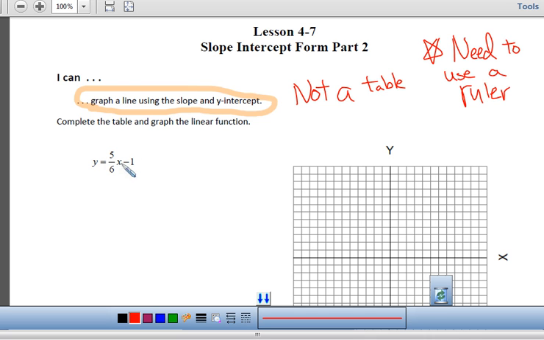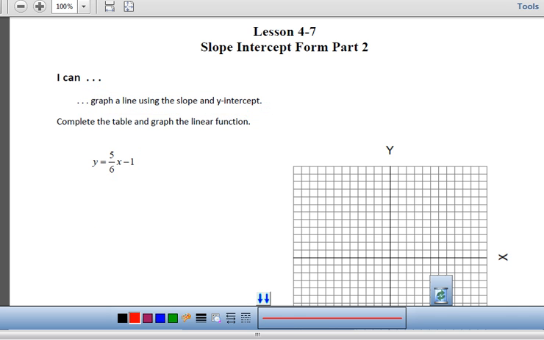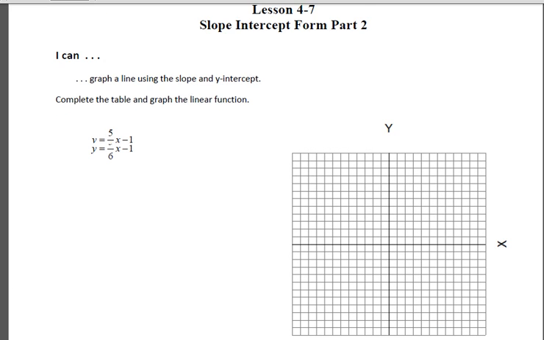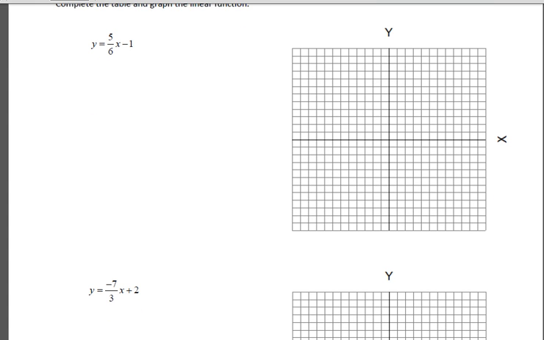So, like I said, if you wanted to create a table of values, you could make a double T-chart like this and do your input and your output and then fill in your values. But there's a different way, and it's from using the slope and the y-intercept from the equation. So I'm going to go ahead and clear the screen and move this down so we can see everything.